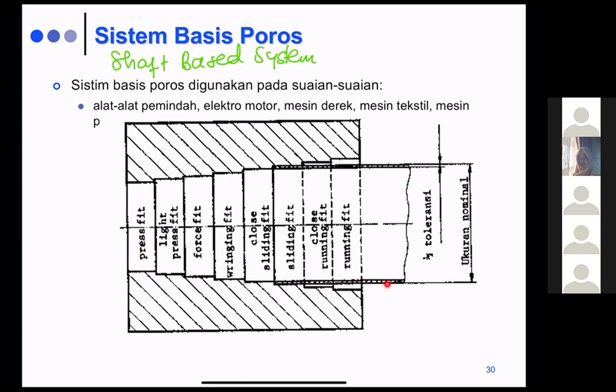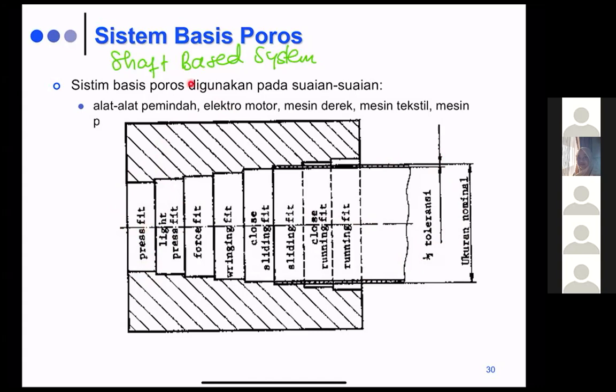Okay, so if we want to have a running fit, that means I have to have quite a large tolerance compared to the nominal size. But if I want to make a press fit, that means I only need to make the hole this size, and after that I will push the shaft specimen in to make the press fit by hydraulic press or something.